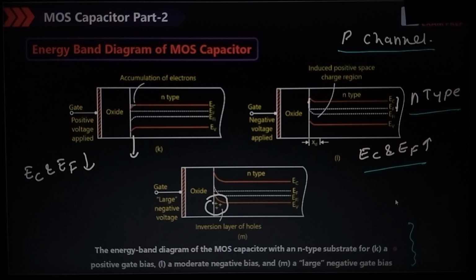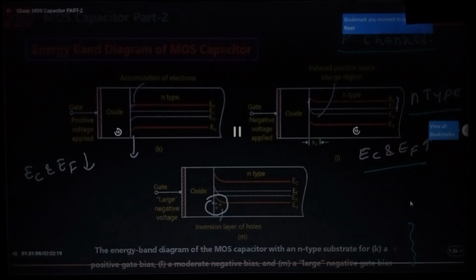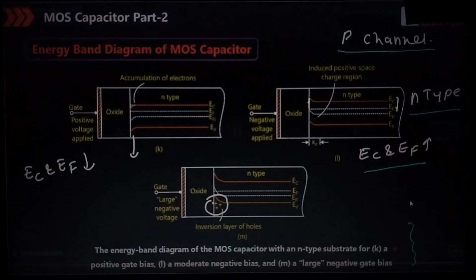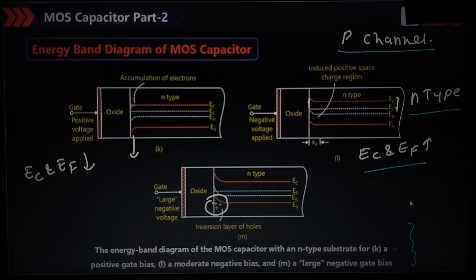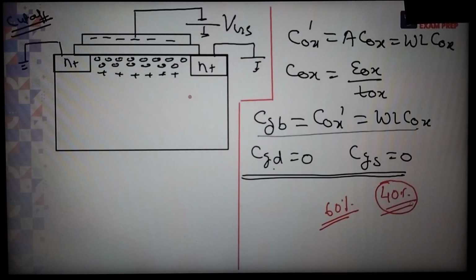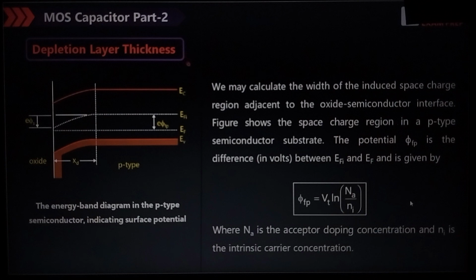The figure shows the space charge region in a p-type semiconductor substrate. What potential is required? This is represented as phi FP, and it is nothing but a voltage. The difference between EFi and EF is given by Vt log of Na by Ni. When there is a depletion layer, when we are just removing all the holes, it becomes like an intrinsic semiconductor. Then we can say it is completely converted into a depletion layer.